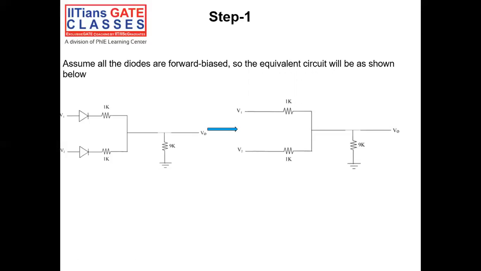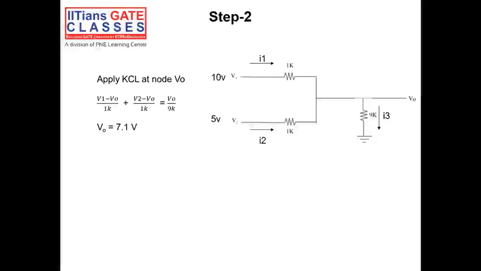After completing step 1, we will come to step 2, where we have to apply KVL, KCL or any other network theorem that you have learned so far to calculate the answer. Here, the best way looks to be to apply KCL at the node V naught. So how do we apply the KCL? We can say I1 plus I2 will be equal to I3.